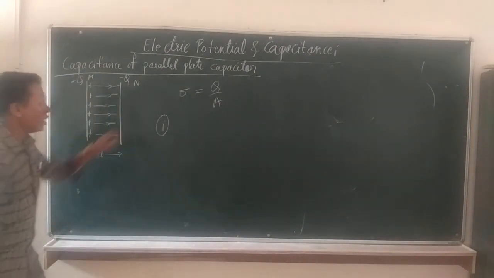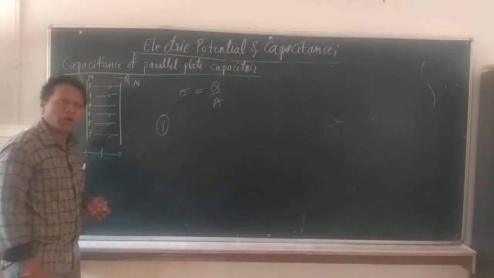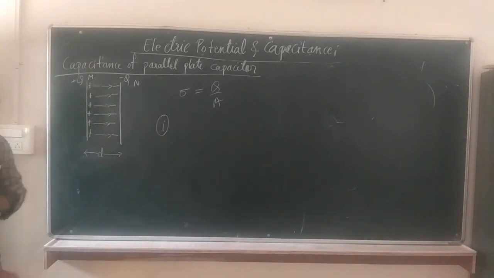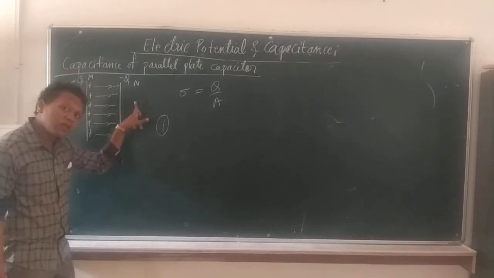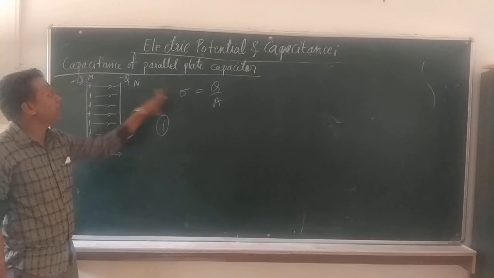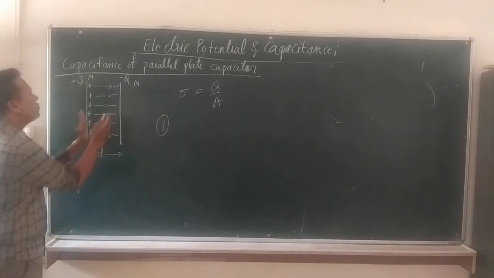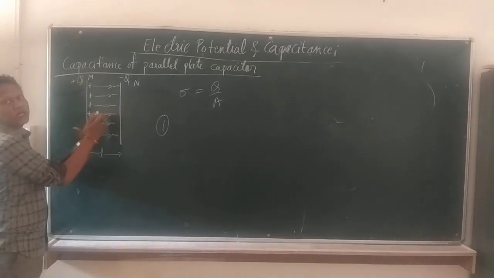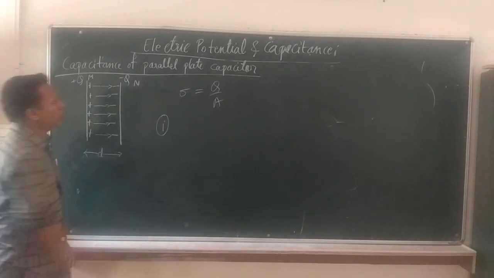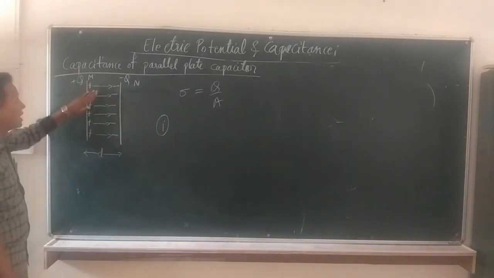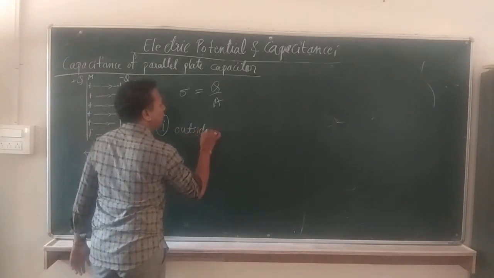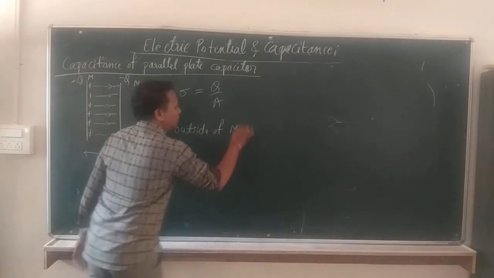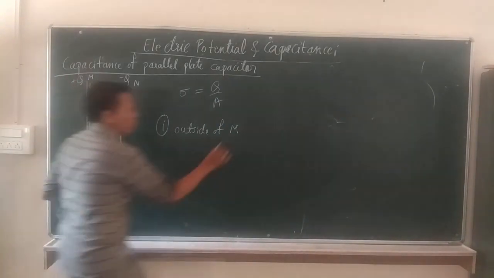Move on. I particularly choose one reference point here: what exactly is the charge density outside the plate M? And there I will go for the charge density outside the plate M, and then I will go for the total charge density between the plates. First, the point I want to clear is the charge density outside of the M plate.